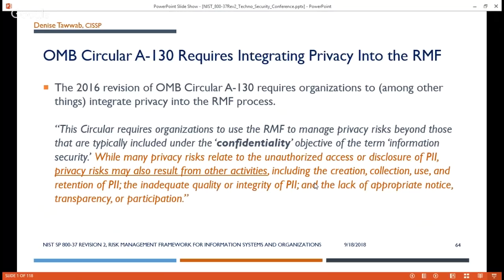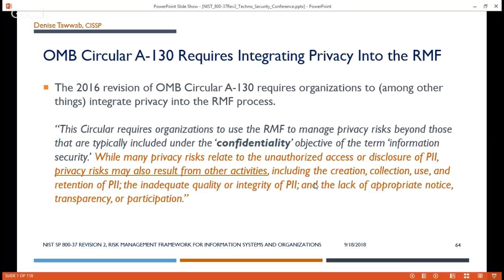OMB Circular A130 in a 2016 revision requires integrating privacy into the risk management framework. And so this is what you're seeing in version 2 of 837. The 2016 revision of Circular A130 requires organizations to integrate privacy into the process. And the wording is, this circular requires organizations to use the risk management framework to manage privacy risk beyond those that are typically included under the confidentiality objective of the term information security.